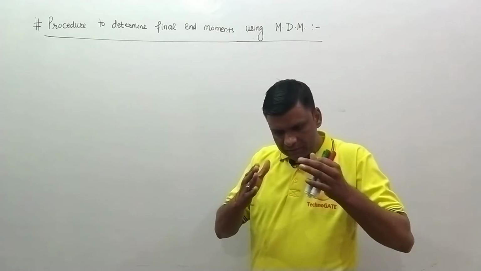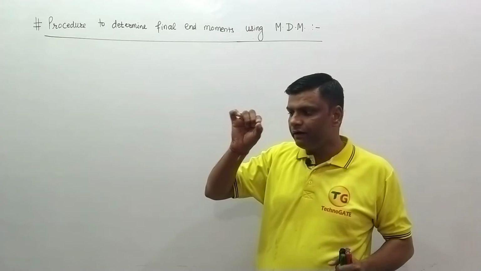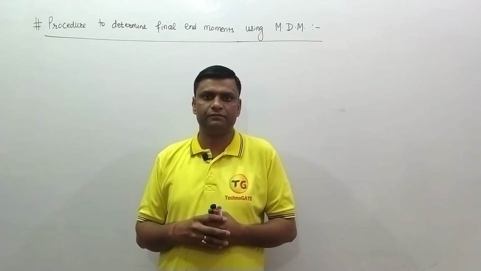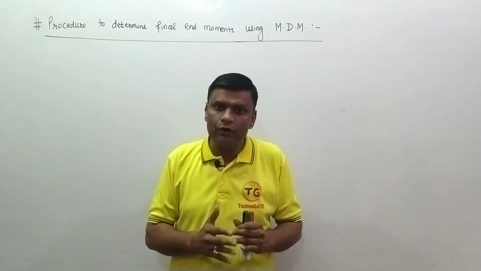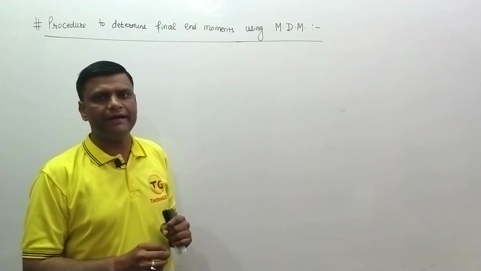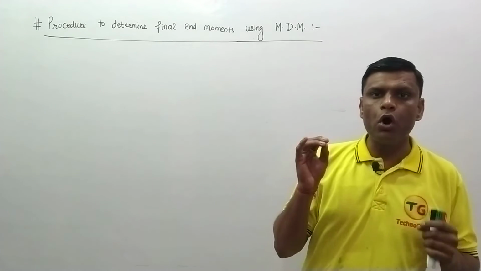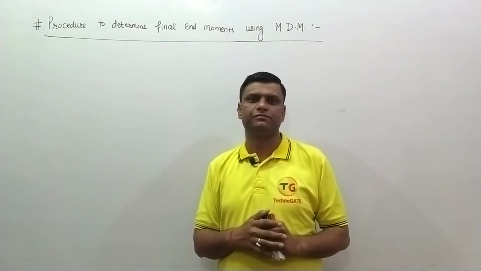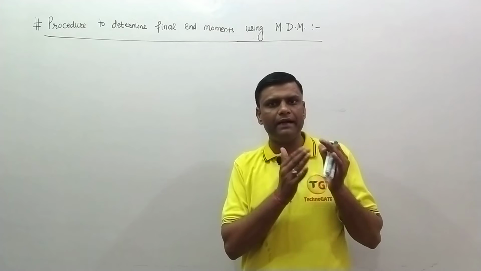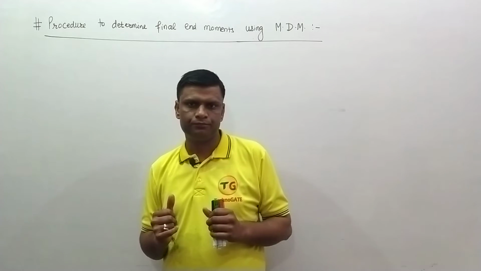But if spans are large, then obviously at an intermediate location there must be a rigid joint, and as we know, the distribution factor at a rigid joint must be equal to 1. It means all the moments must be balanced. The algebraic sum of all the moments at that particular rigid joint must be equal to 0.